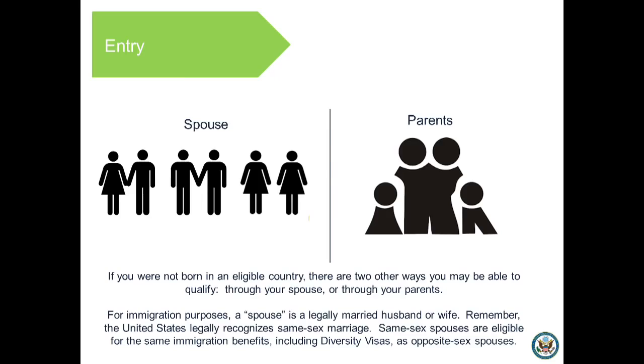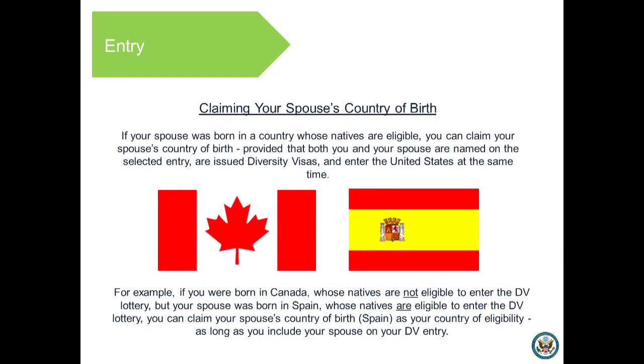For immigration purposes, a spouse is a legally married husband or wife. Remember, the United States legally recognizes same-sex marriage. Same-sex spouses are eligible for the same immigration benefits, including diversity visas, as opposite-sex spouses. Claiming your spouse's country of birth.